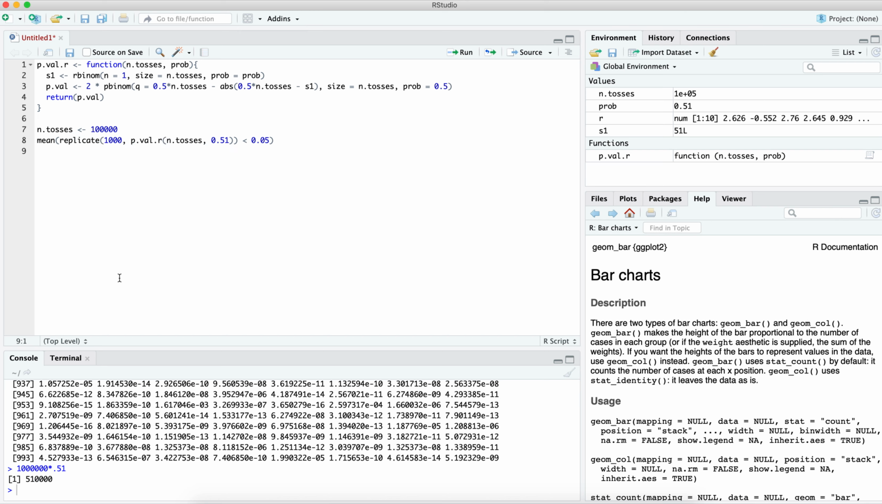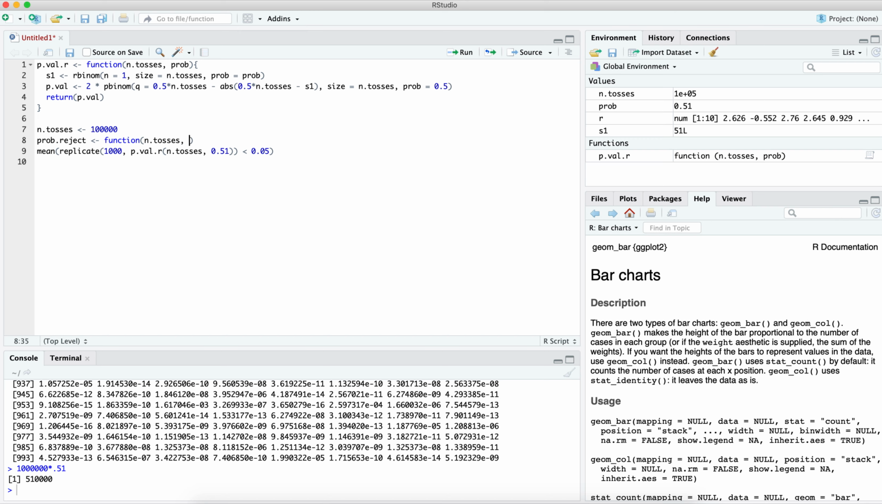Okay. So now what we were trying to do is make a graph for different numbers of tosses. That means that we want to make a function that takes in n tosses and then runs this experiment, right? So let's do that. We'll call it prob reject or something. And that's going to be a function that just takes in n tosses.